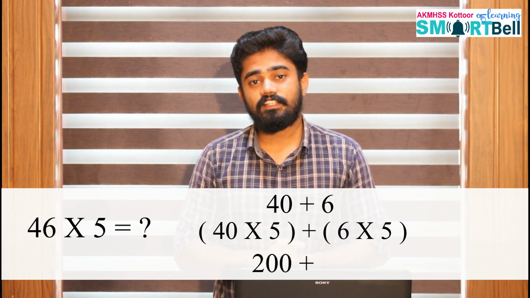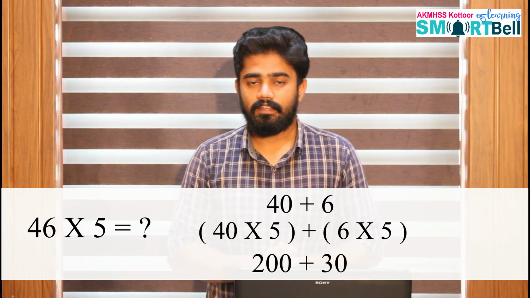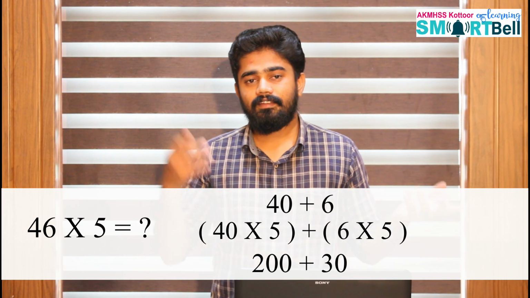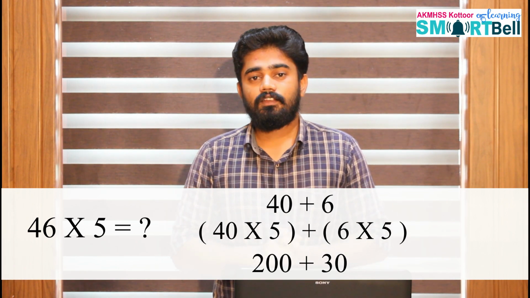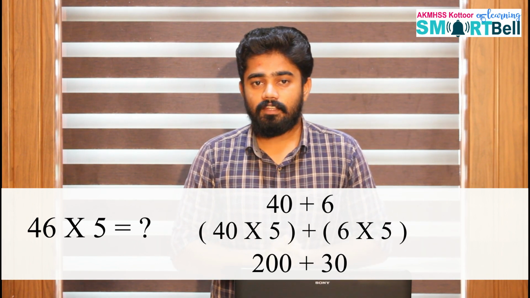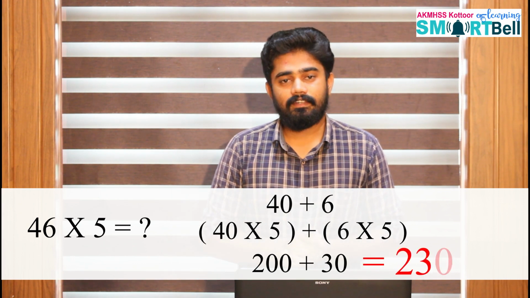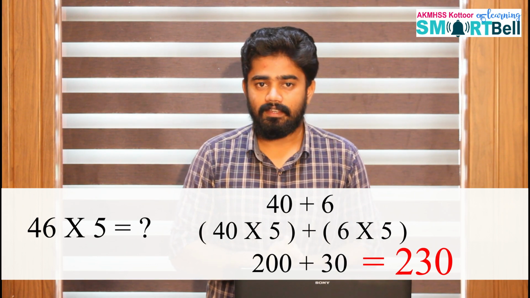And what is 6 into 5? 6 into 5 is equal to 30. So we get 230. Just add these two, the final answer will be 230.